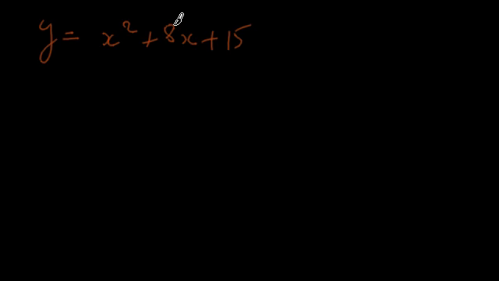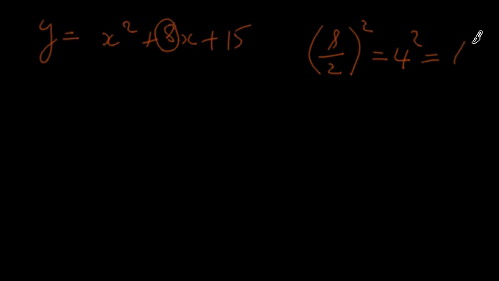What we're going to do is take this 8 and divide it by 2 and square it. What does that give us? 8 divided by 2 is 4, and when we square it, it's going to give us 16.